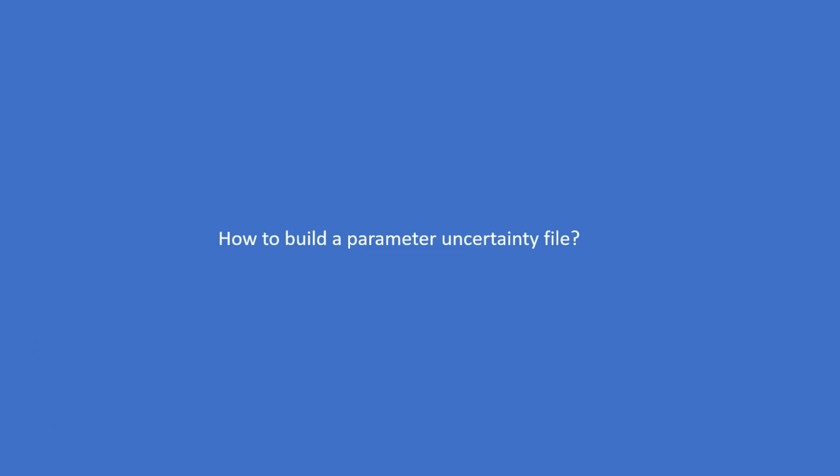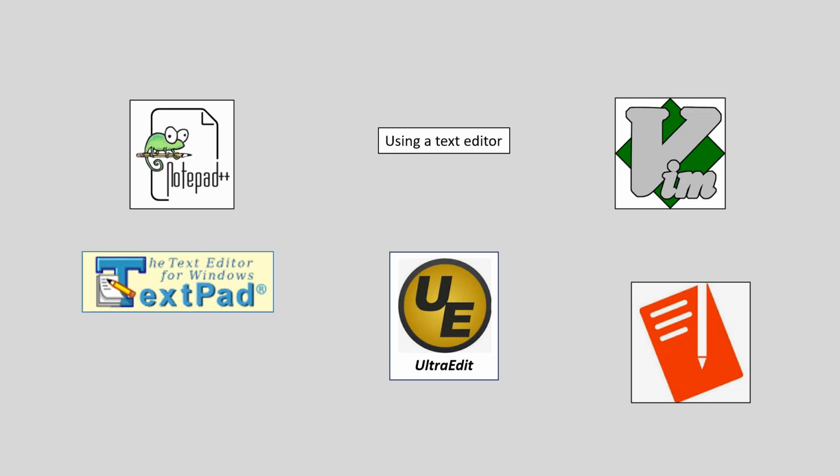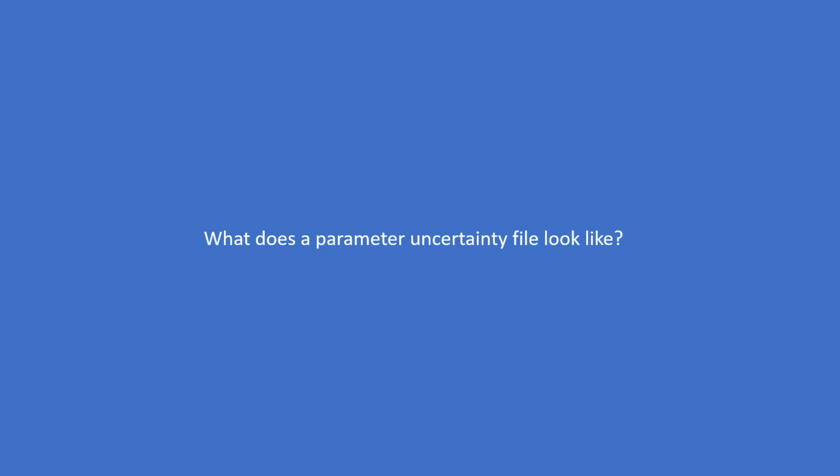So the next question is, how do we build a parameter uncertainty file? Well, normally just build it using your favorite text editor. As we'll see in a moment, it's not that hard. So what does a parameter uncertainty file look like?